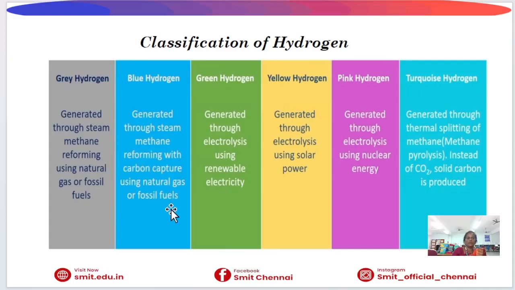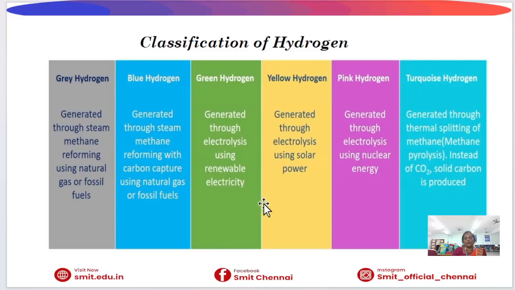The next one, blue hydrogen. It is produced from natural gas with carbon capture and storage. Carbon dioxide emissions are reduced, but fossil fuel is still used. The next one is green hydrogen. It is produced by electrolysis using renewable energy, that is solar or wind. It is clean and carbon free.